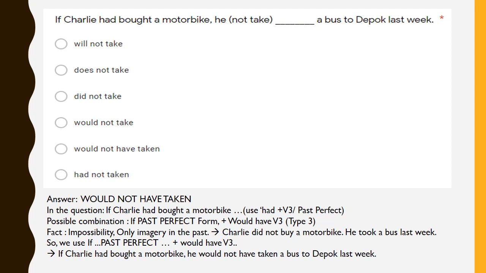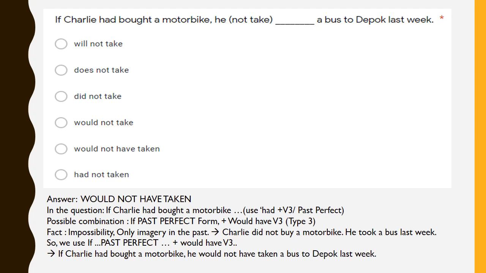Question: If Charlie had bought a motorbike, he not take a bus to Depok last week. Answer: Would not have taken. In the question, if Charlie had bought a motorbike, it uses had plus verb 3, or past perfect. Therefore, the possible combination is if past perfect form combined with would have verb 3, or type 3.